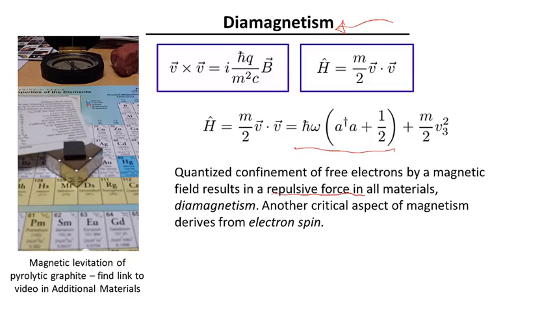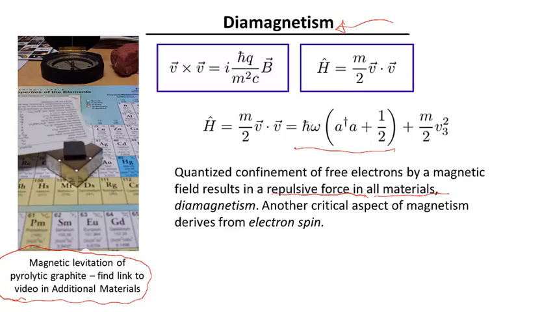In fact, all materials feel a repulsive force, but in some cases the attractive magnetic forces are much stronger. This repulsive force is sufficient to do magnetic levitation at room temperature. There's a link in the additional materials to a little video I made of levitation of a chip of pyrolytic graphite by a simple four-magnet trap. This is made possible because pyrolytic graphite, for some reason, has an extremely high diamagnetic susceptibility.